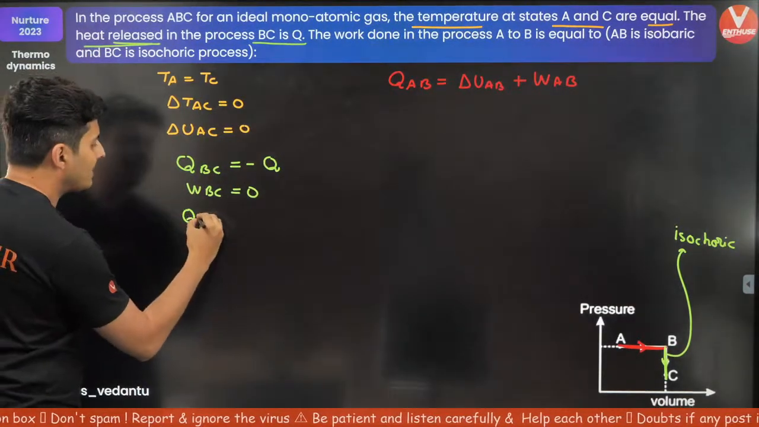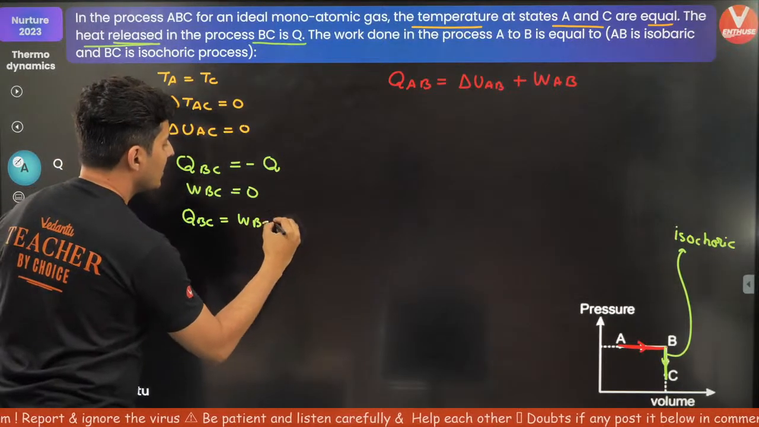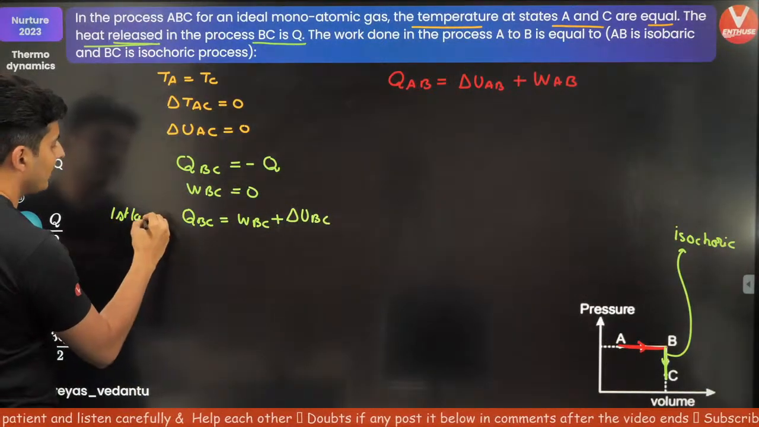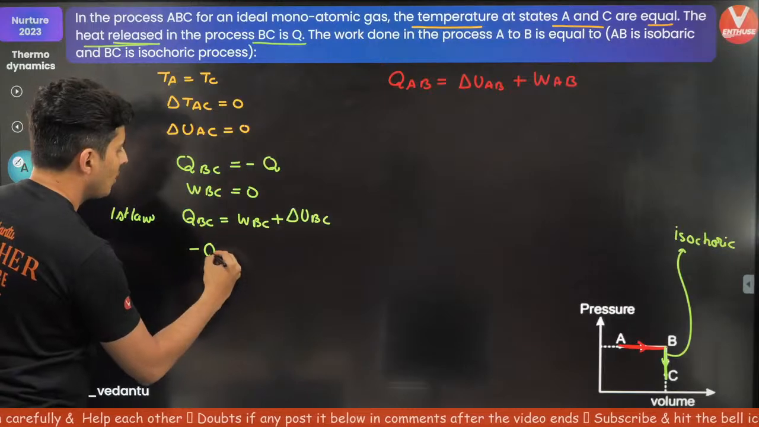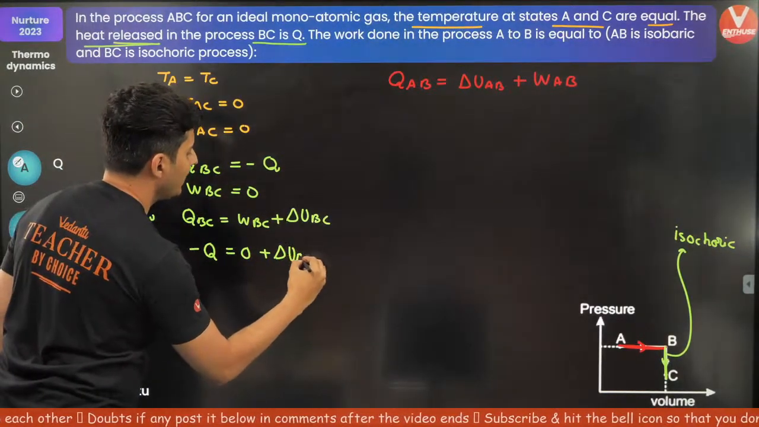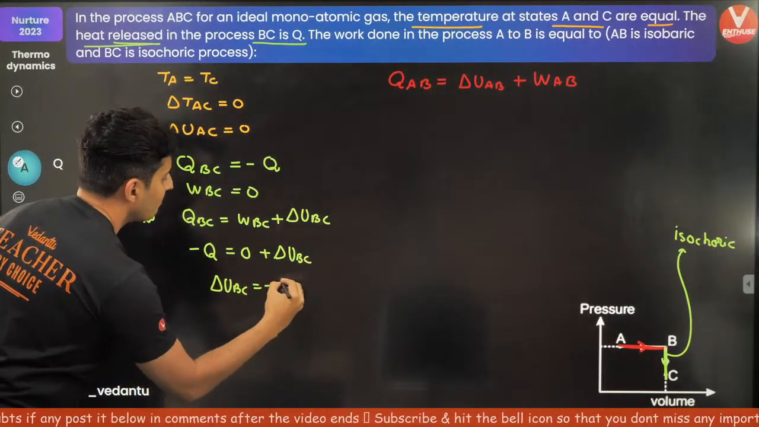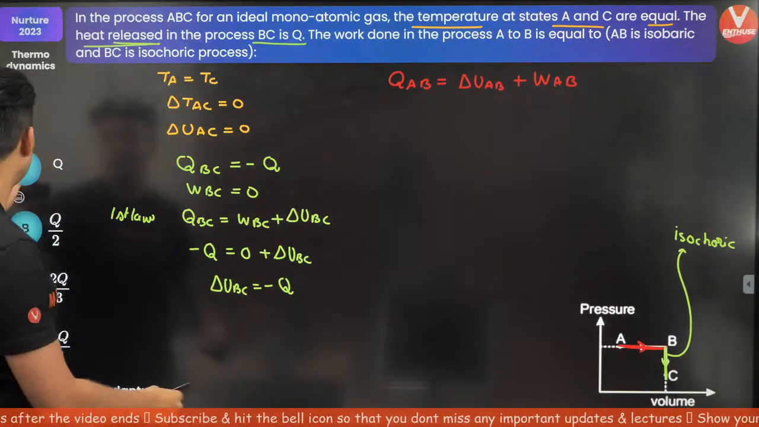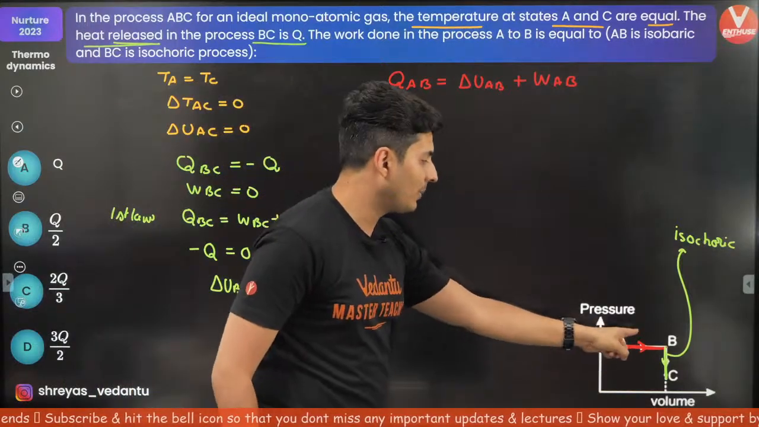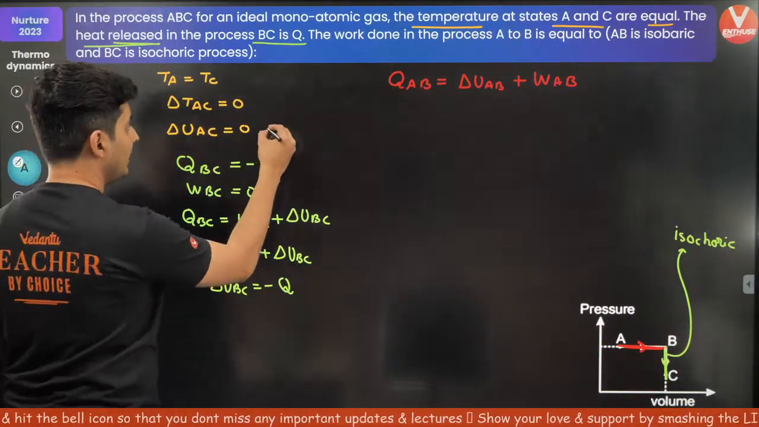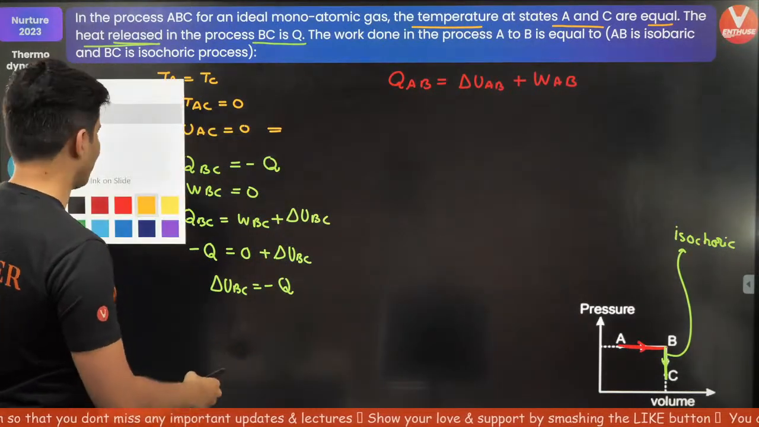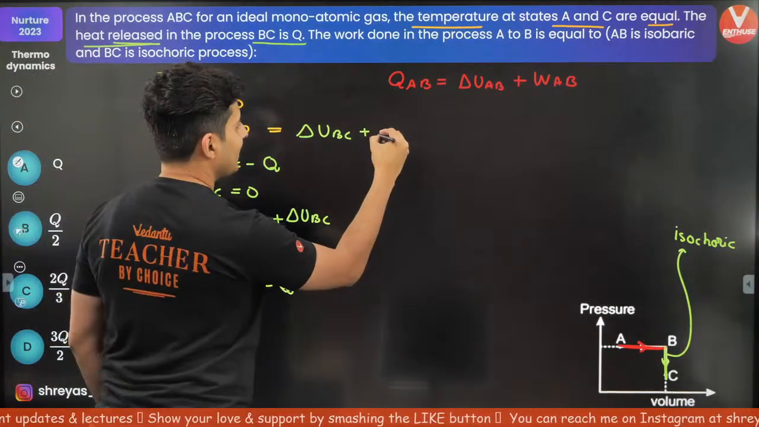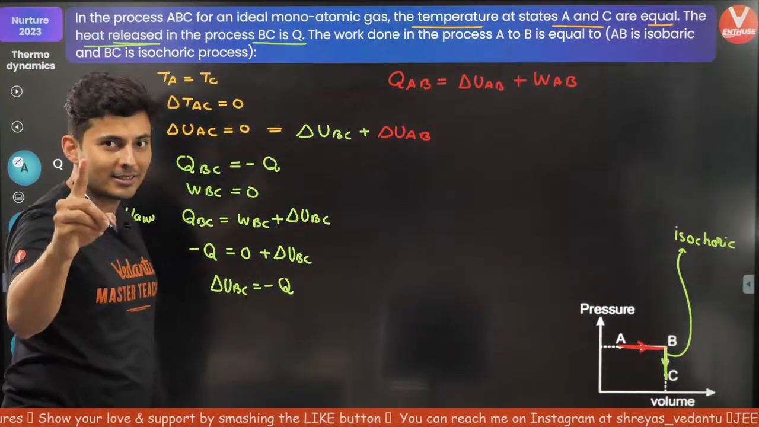Wow. So QBC is equal to WBC plus delta UBC. This is your first law of thermodynamics. QBC is minus Q, work done 0 plus delta UBC. So delta UBC is minus Q. I needed this so much because I know delta UAC, the change in internal energy from A to C, is actually nothing but delta UBC plus delta UAB.